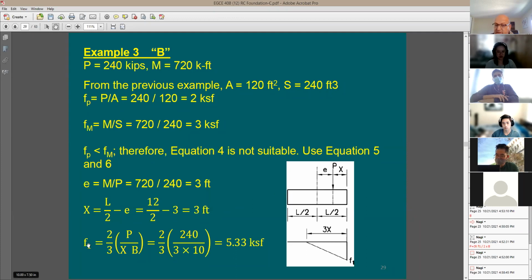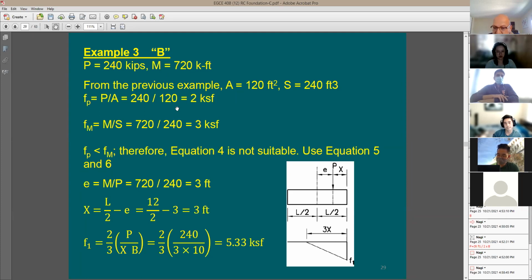Just use the equation. The equation says F1 equals... Now look at the stress. The stress is going to be equal to 5.33 KSF if you use this equation. If you decide just to add the values to each other, one side is going to be 5, the other side is going to be -1. But -1 would never happen.